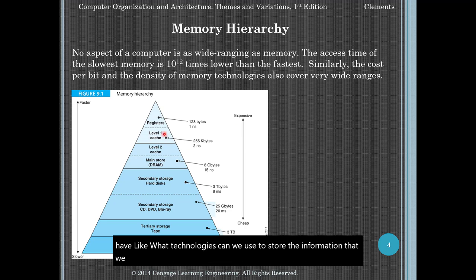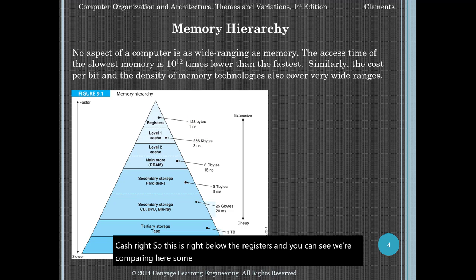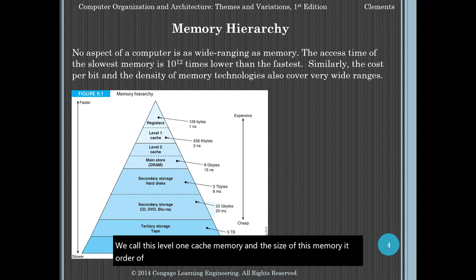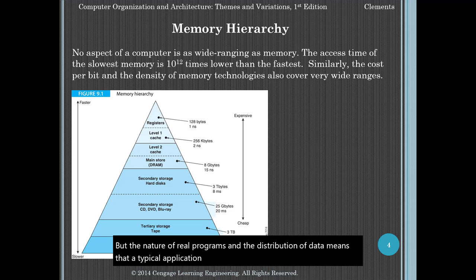So we talk about the cache. This is right below the registers, and you can see we're comparing here some size and some speed. And so we call this level one cache memory, and the size of this memory is an order of magnitude smaller than the main memory, which is down here, the DRAM. But the nature of real programs and the distribution of data means that a typical application might use a small working set of the instructions and data for 95% or more of the time.